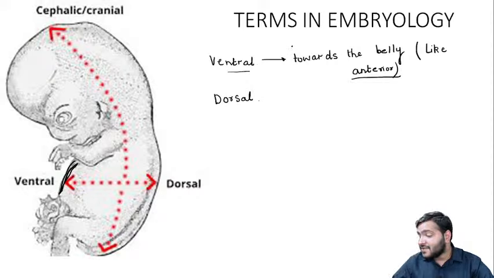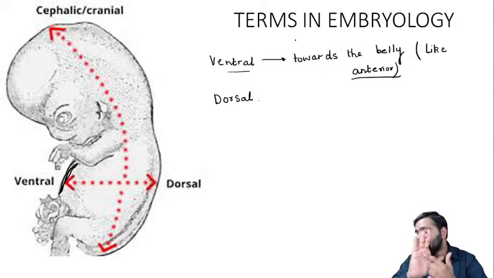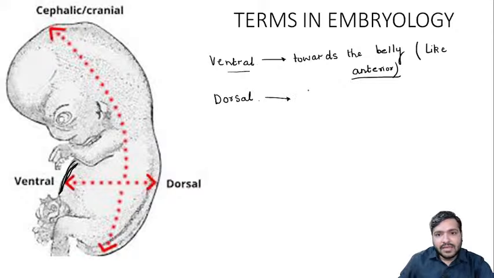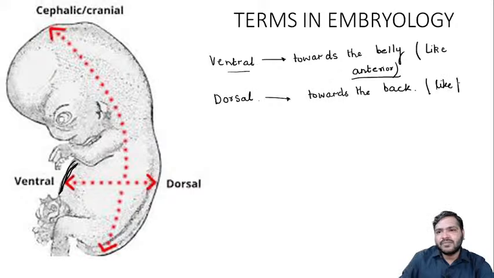Palmar surface, basically it is the anterior surface of the hand, that is this part. The anterior surface of the hand is also known as the palmar surface, the palm one. So, Nidhi, I hope it's clear. Coming on to the dorsal part now. It is basically towards the back. And remember, it is like posterior that we already discussed in the normal anatomical position.